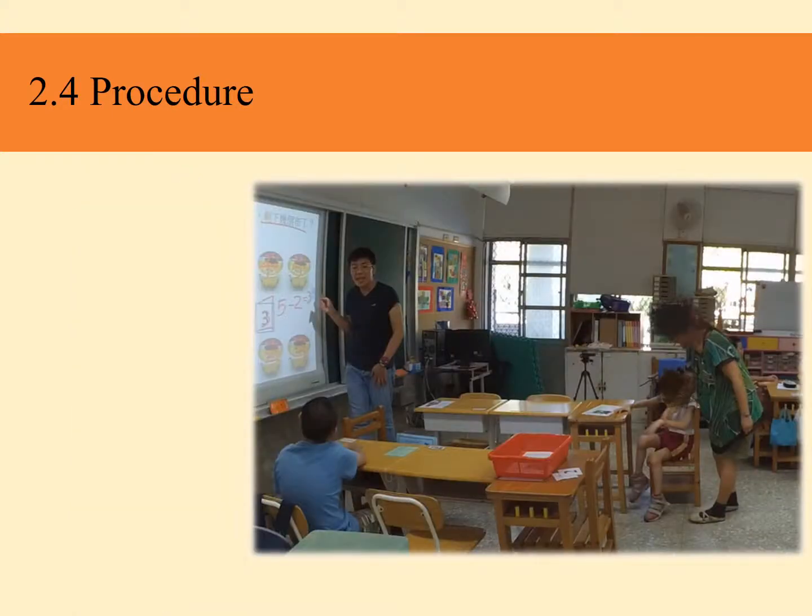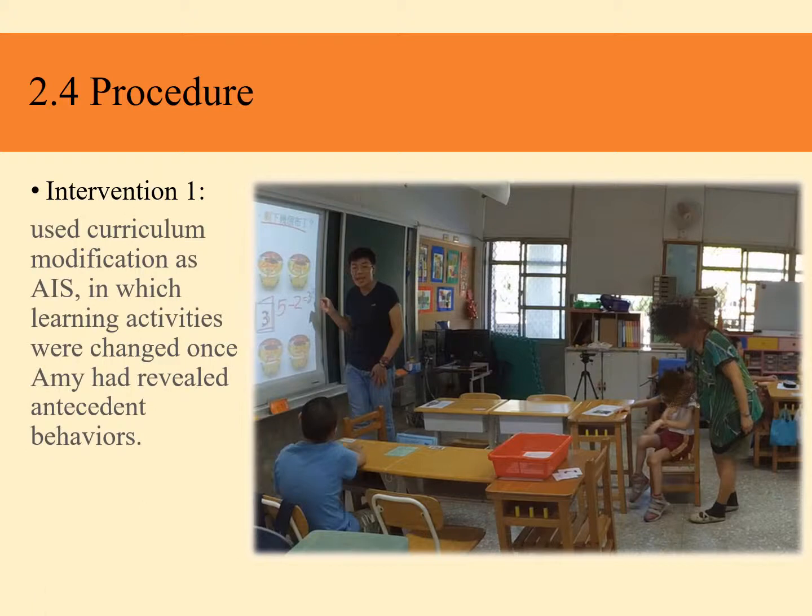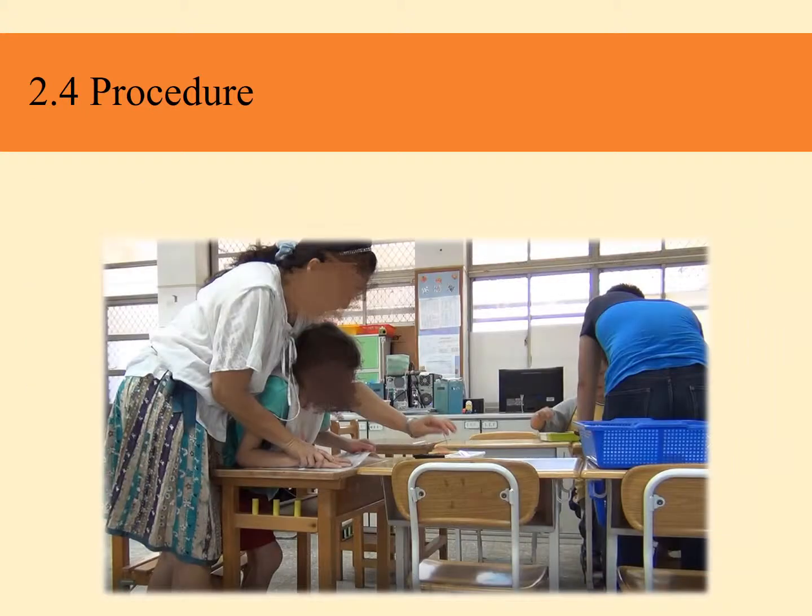Next phase is intervention 1. Let's look at the picture. I'm teaching math. The woman is the assistive teacher, who helps Amy do some learning activities. This phase uses curriculum modification as AIS, in which learning activities were changed once Amy had revealed antecedent behaviors. In the phase baseline 2, which was the same as baseline 1, we didn't introduce AIS nor AAC.